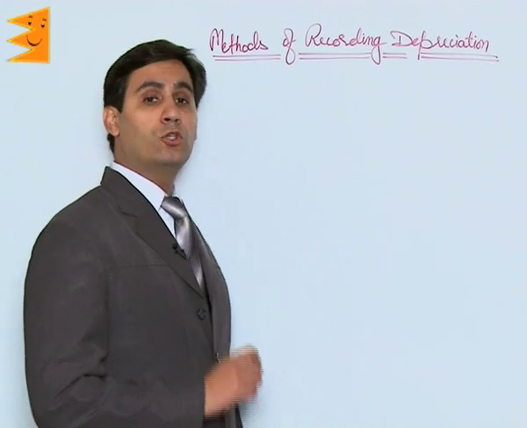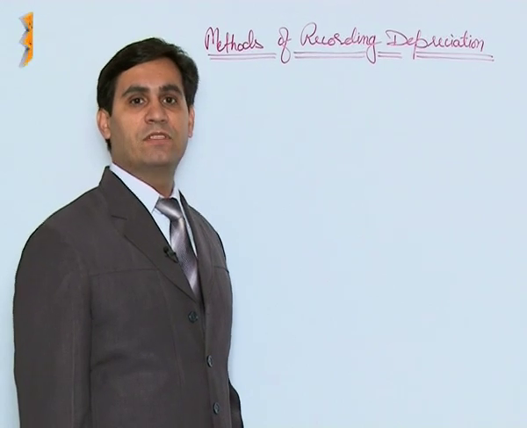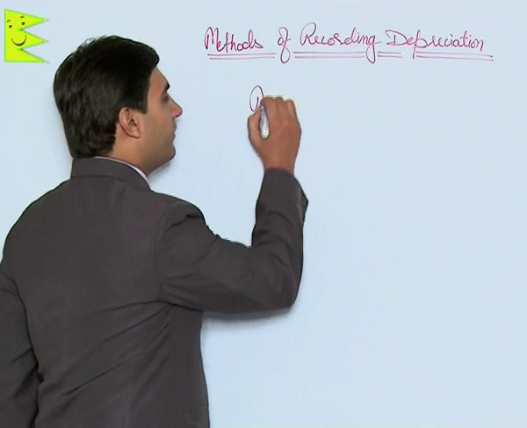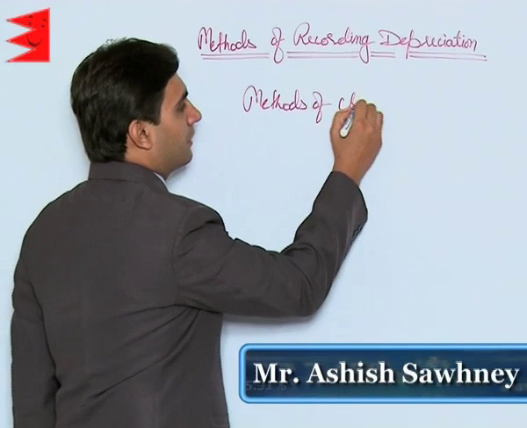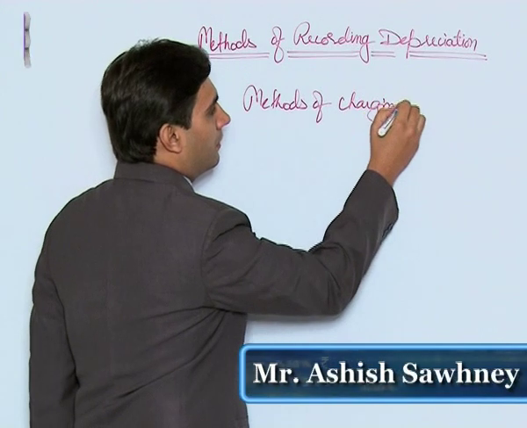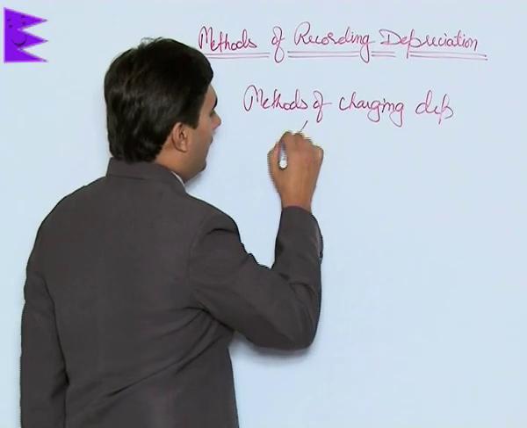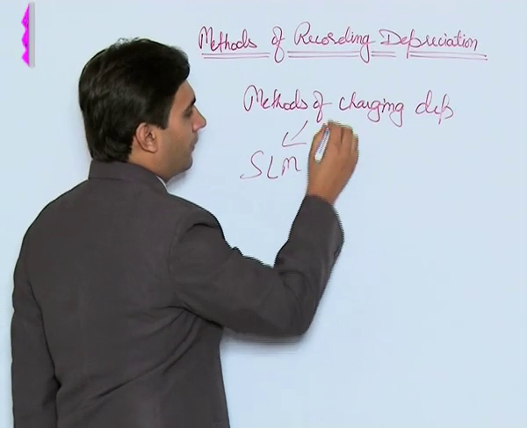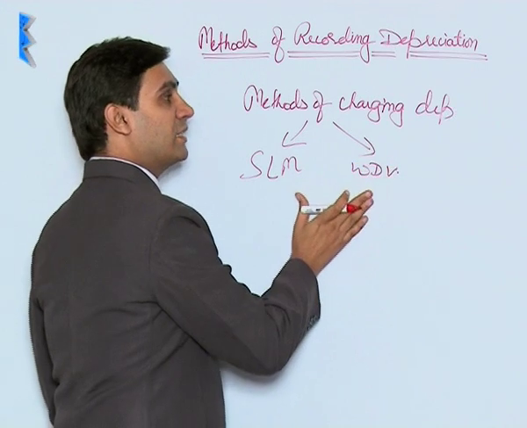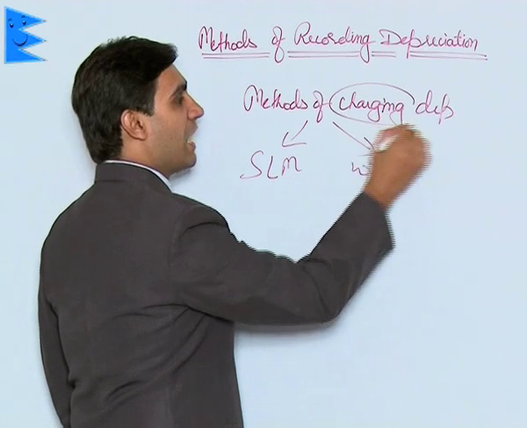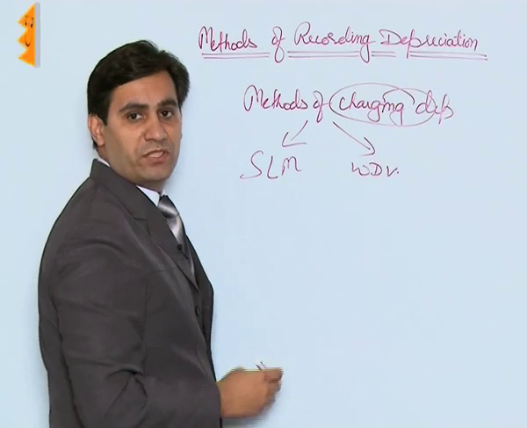Now students, there are two methods of charging depreciation that we have just done. So the methods that we have done are methods of charging depreciation. They are straight line method and written down value method. Now students, these are the methods through which we charge depreciation, that is we calculate depreciation.